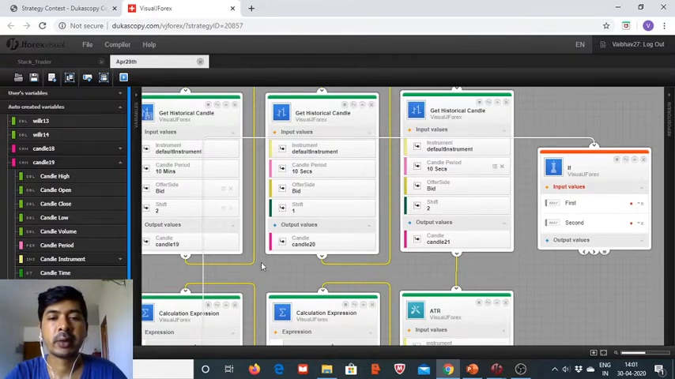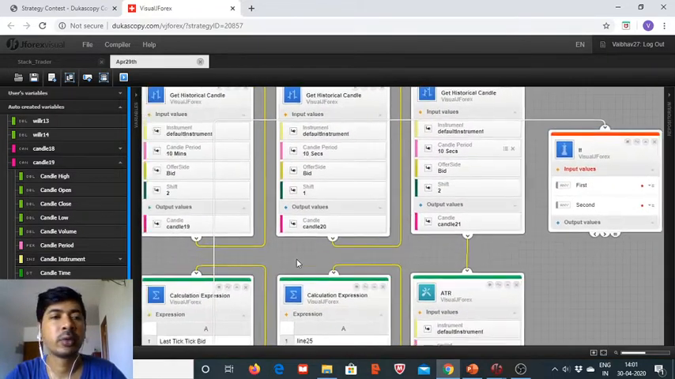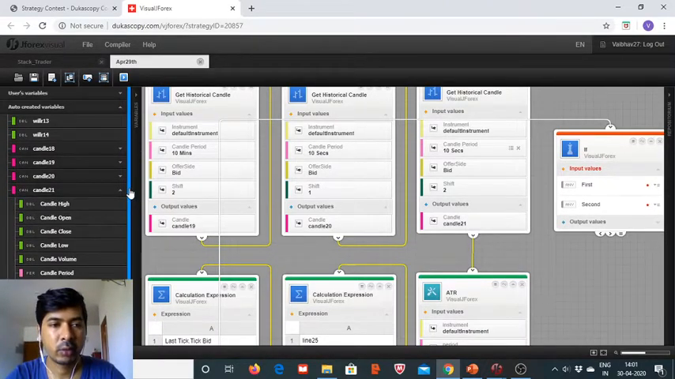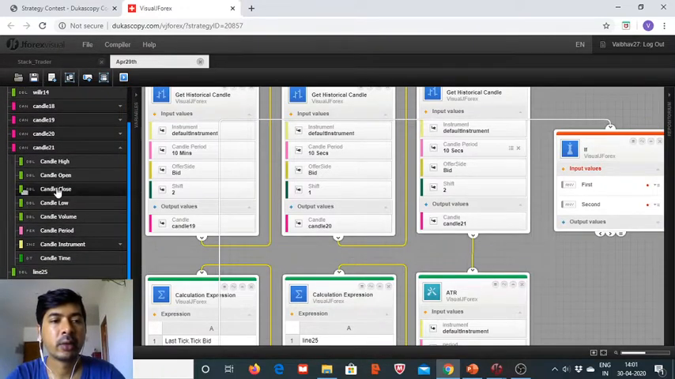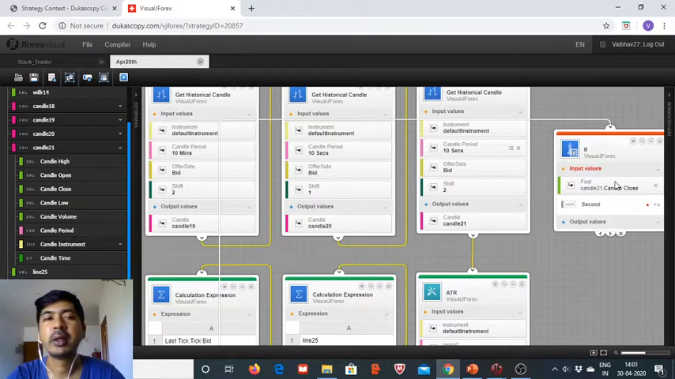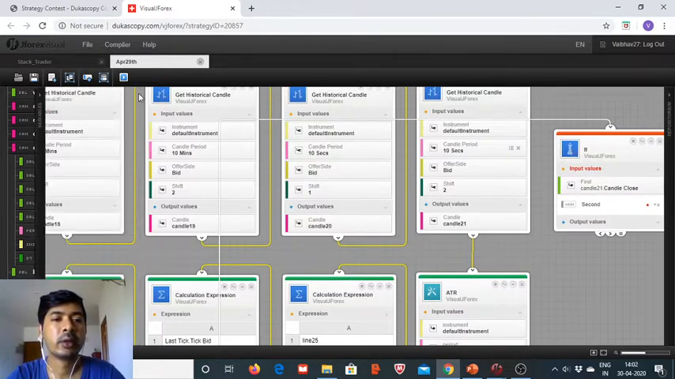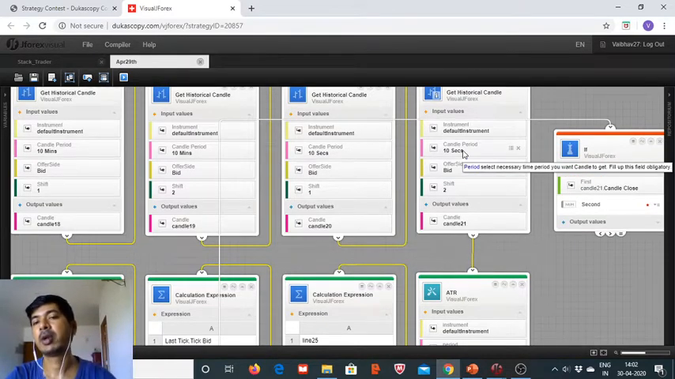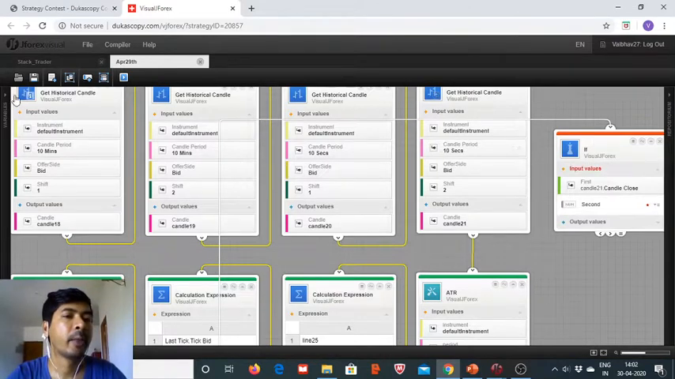Now let us take the candle 19's close. No, not candle 19's, candle 21, and candle 21's closing level should have been less than the candle 18's closing level. Yes, yes, it is 10 minutes. These are 10 seconds for immediate price execution for defining the entry and the exit points.